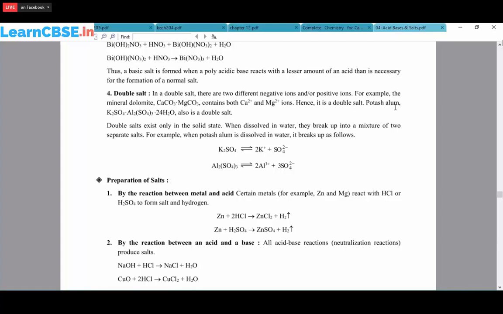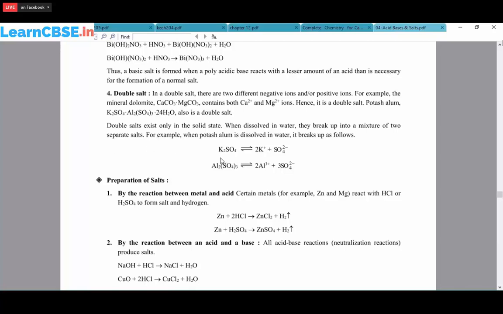Potash alum is K2SO4, Al2(SO4)3 dot 24H2O. This is a double salt. It has two metal ions, K plus and Al3 plus. The double salt always exists in the solid state. Whenever it is dissolved in water, it breaks up into two separate salts.